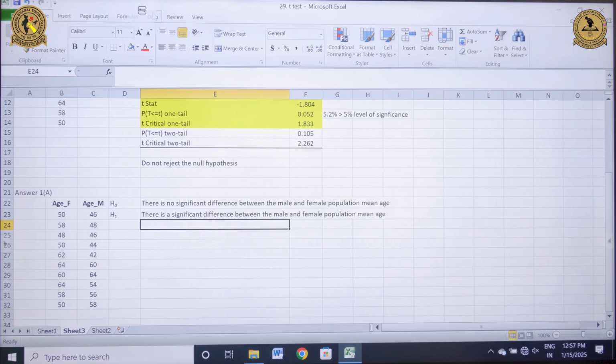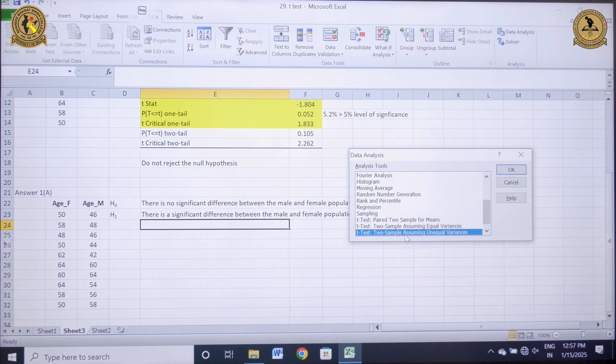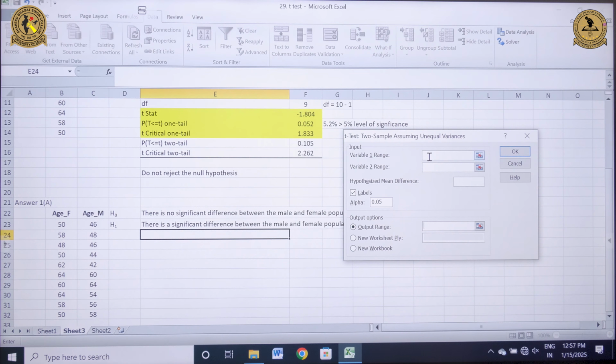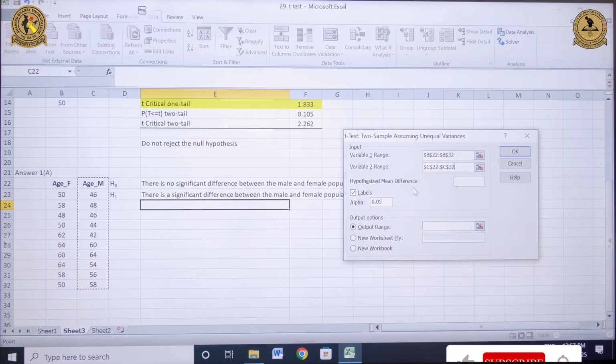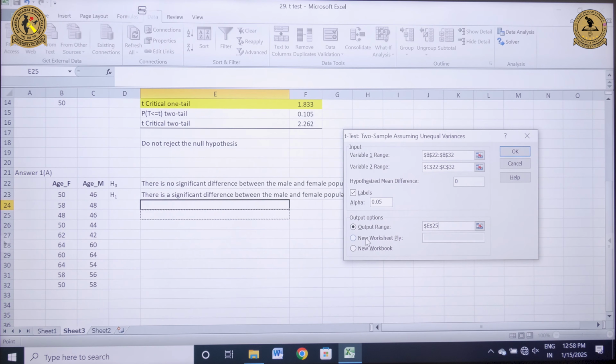So again, you need to click on data, then data analysis, and then I need to click on two-sample t-test assuming unequal variances. Click OK. Now I need to select the variable 1 range. Then I need to select the variable 2 range, that is the mean age of male population. Hypothesized mean difference is 0. 5% is my level of significance. I need to check the labels as well. And the output range is this one, E25. And then click on OK.